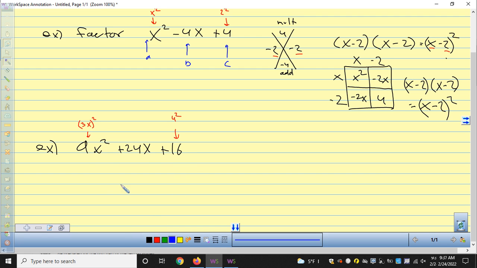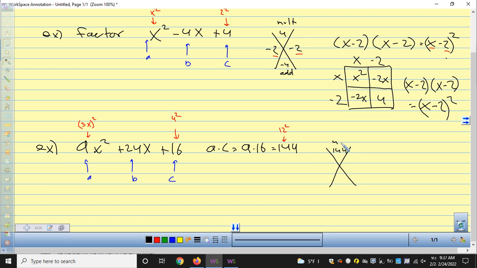Well, now we have a leading coefficient, so we have a little more work to do. There's A, B, and C. A times C is 9 times 16, which is 144. And 144 is 12 squared. So we have these things that are perfect squares all over the place here. Well, let's set up our cross for this problem.